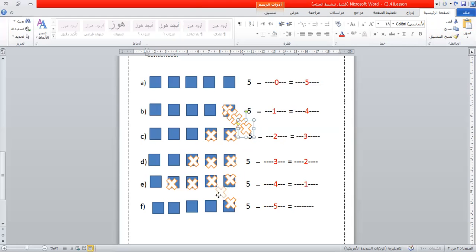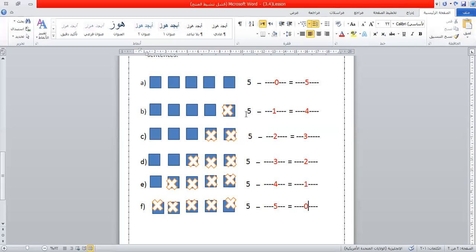1, 2, 3, 4, and 5. So 5 minus 5. Can you see any squares without crossing, without an X sign? No, so 5 minus 5 equals 0. Here the pattern is 0, 1, 2, 3, 4, 5. We're going to count on. Here on the other side we have to count down: 5, 4, 3, 2, 1, and 0.